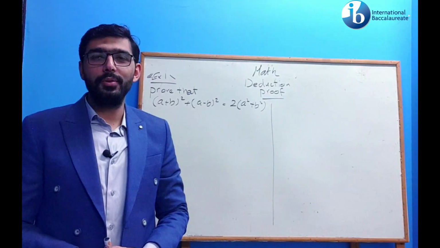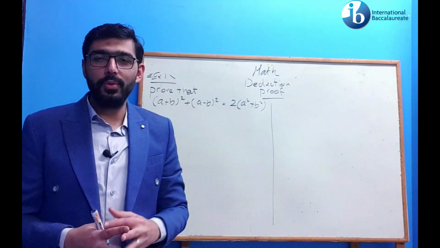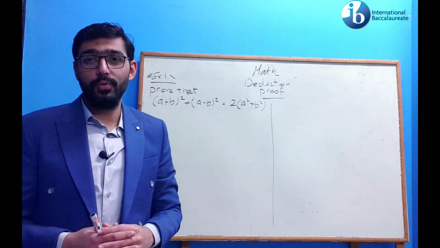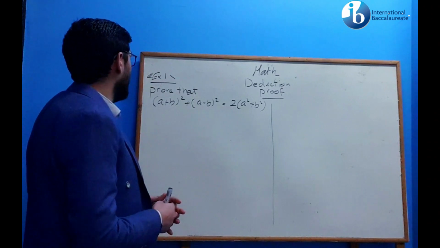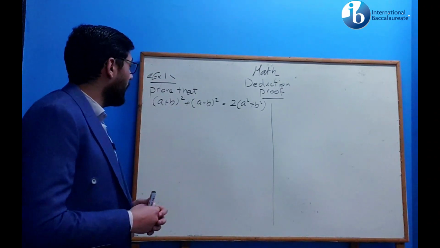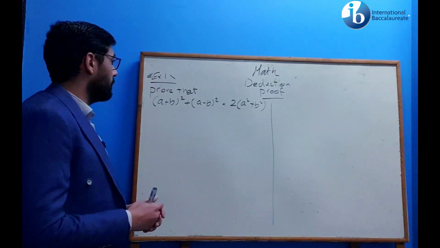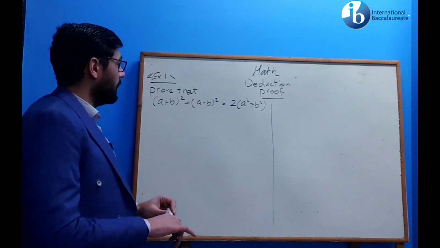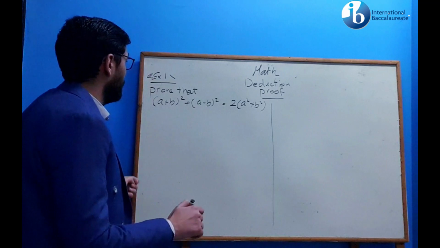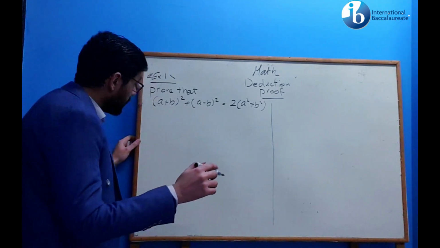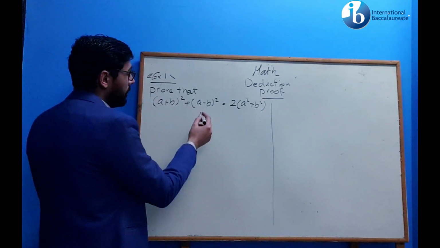Today we are going to solve some simple questions related to deduction proof, which is direct proof, by the way. The first question says: prove that (a plus b) squared plus (a minus b) squared equals 2 times (a squared plus b squared). We are going to start from the left-hand side.